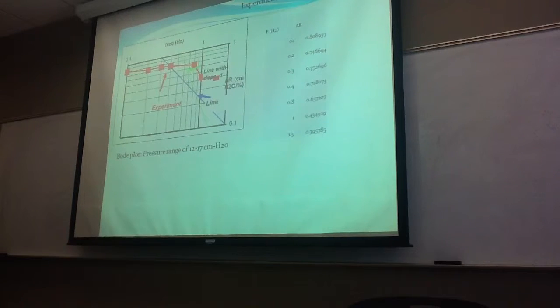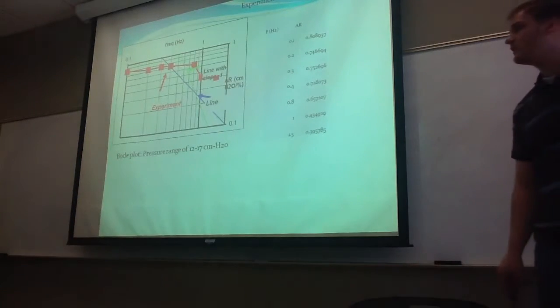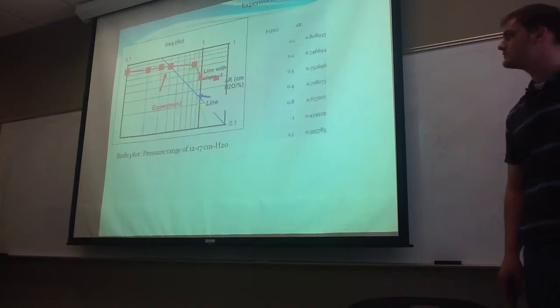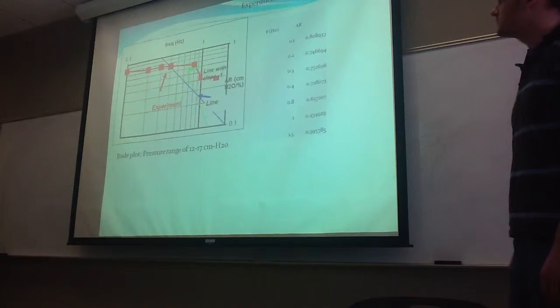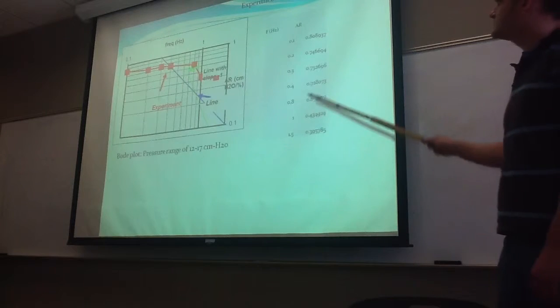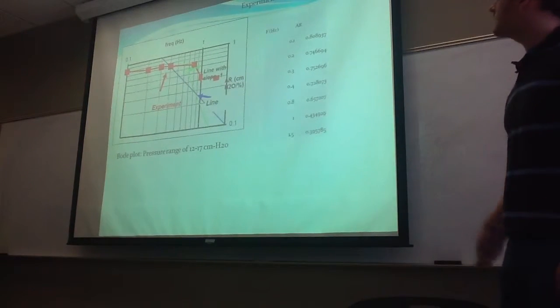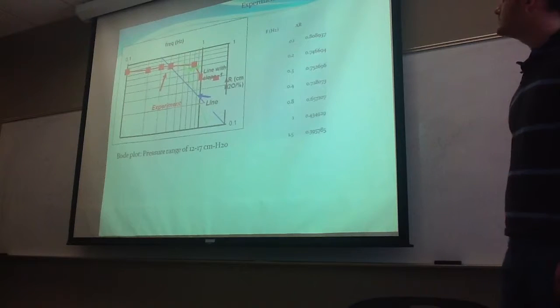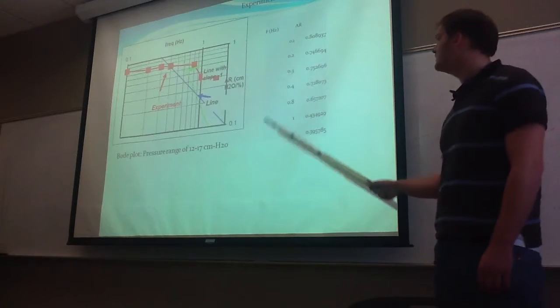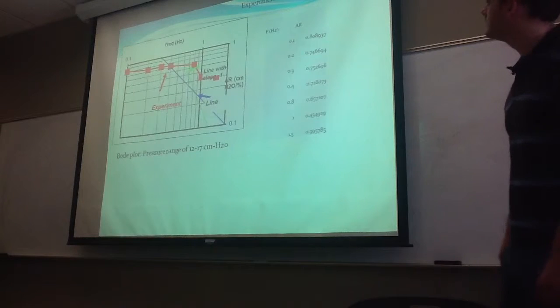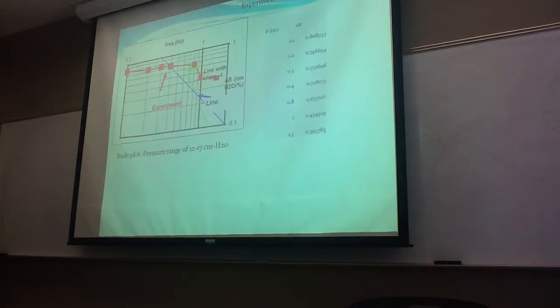This is an experimental Bode plot that was found between the pressure range of 12 to 17 centimeters of water. This table just shows where all these data points are coming from as far as frequency versus AR. The frequency in this case went between 0.1 and 1.5, the AR between 0.8 and 0.3.